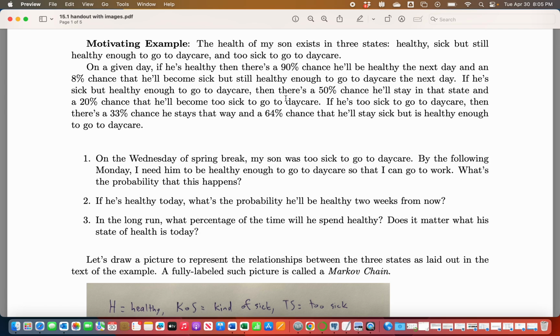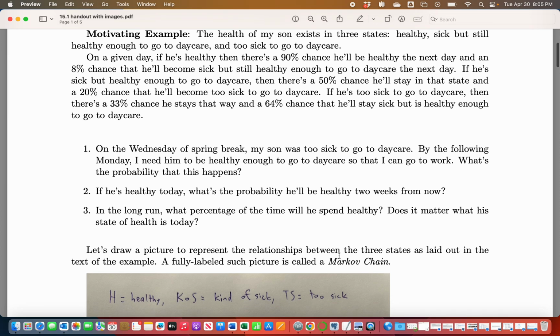So given this kind of description of my son's health, we could ask all sorts of things. So here's a question. On the Wednesday of spring break, my son was sick, and I couldn't send him to daycare. That was okay because it was spring break, so I can stay home and take care of him. But it sure would be nice if by the following Monday, when I go back to work, for real, right? I'm still working from home, but when I have to be in class, it'd be nice to send him to daycare. What's the probability of that? If he's healthy today, what's the probability he's healthy any amount of time from now? 2 weeks from now, 3 weeks from now, whatever. In the long run, how often is he healthy? Okay, so questions like that.